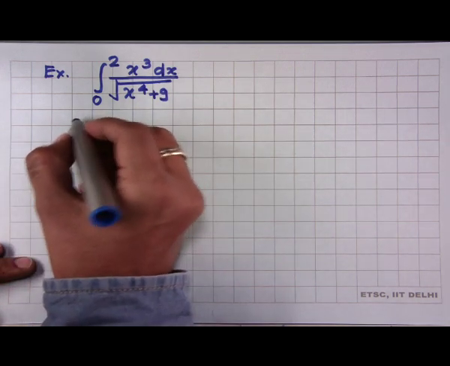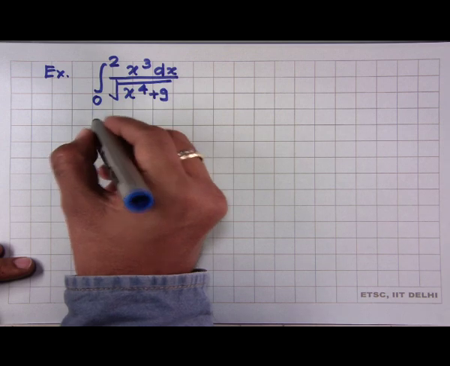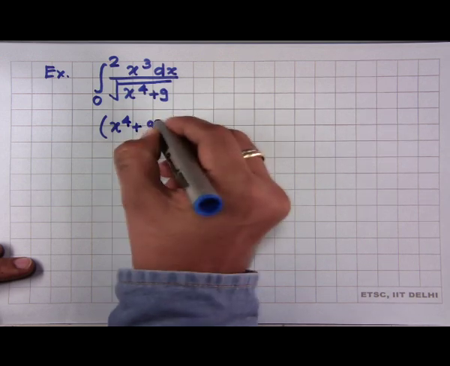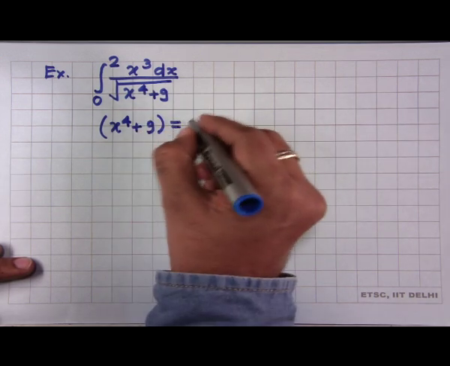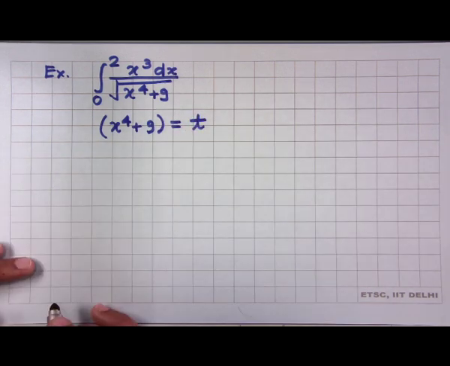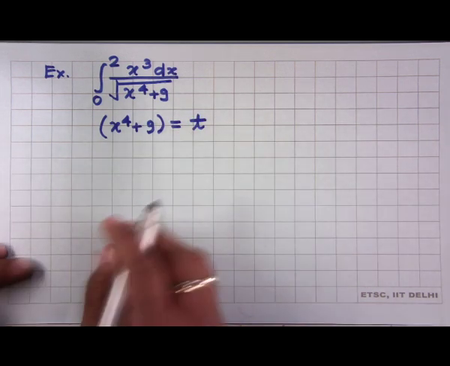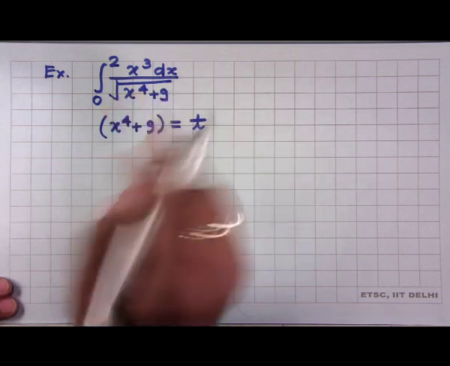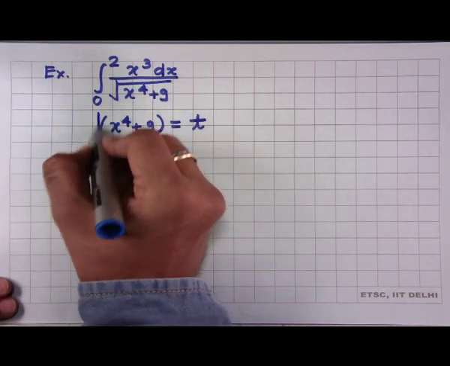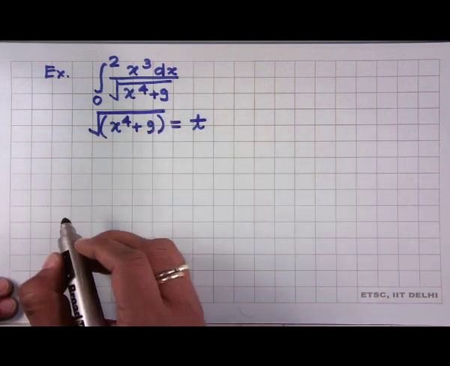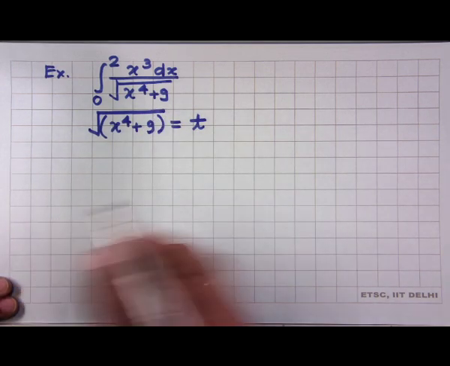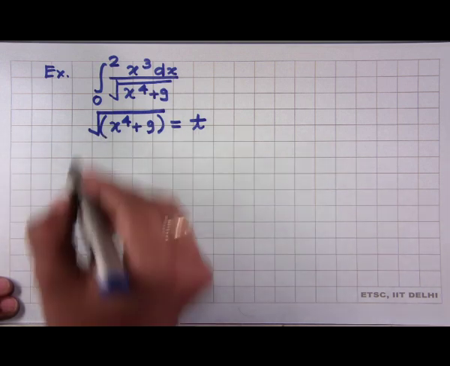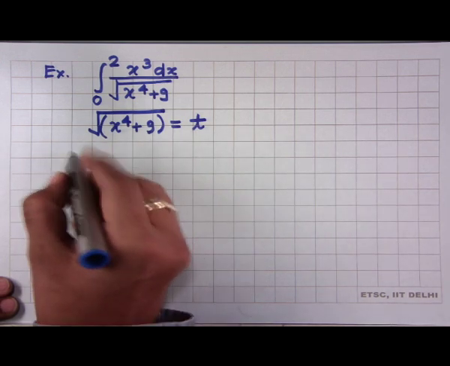Now, if we take x to the power 4 plus 9 as our new variable, say t, it might give you some approach to solve the problem, but it is better to assume this as t. You can try the previous substitution. I will be taking this substitution. So, if you take this substitution, see what happens.